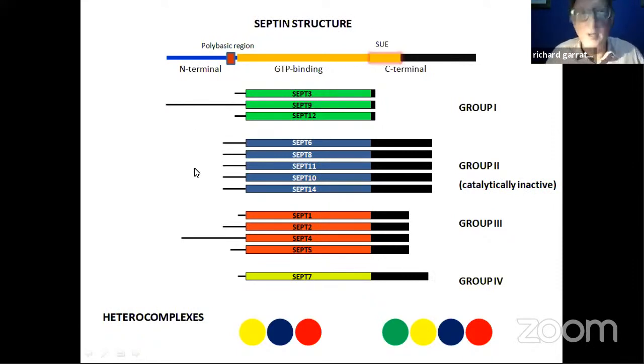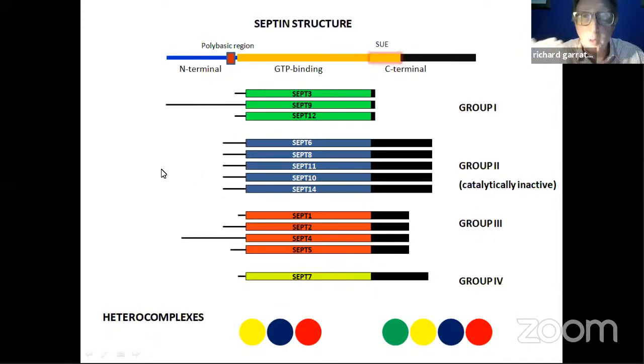Well, it turns out that the human genome codes for 13 different septins, and they all get numbers: 1, 2, 3, 4, 5, 6, 7, 8, 9, 10, 11, 12. 13 is missing because we're superstitious, and then there's a septin 14. Actually, it's not because we're superstitious, it's because septin 13 has been discovered to be a pseudogene.